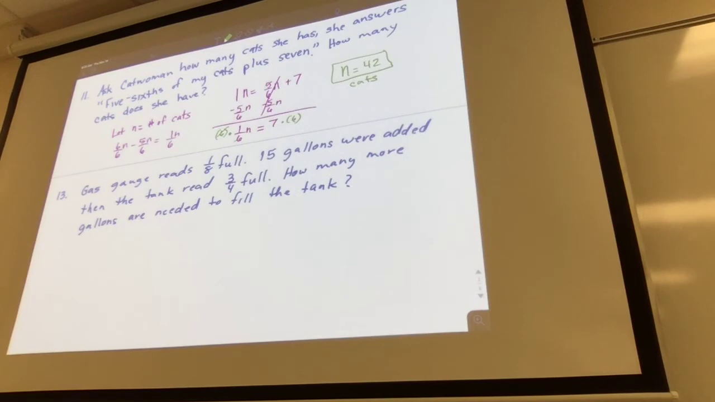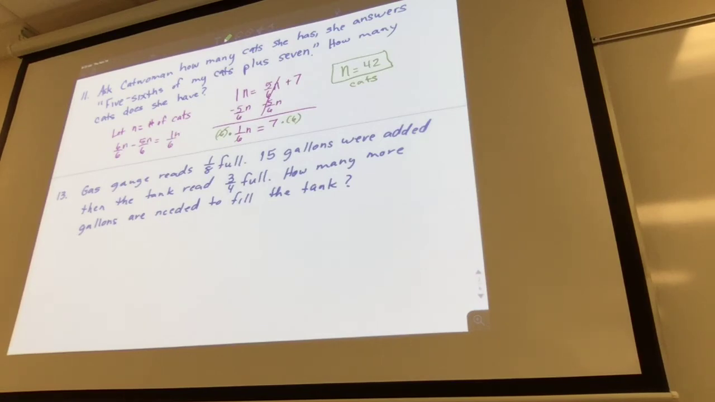Okay. All right. 13. A gas gauge reads 1/8 full. 15 gallons were added. Then the tank read 3/4 full. How many more gallons are needed to fill the entire tank up? Same thing as 11, and one of the things that makes it difficult for us is they'll throw fractions at us, so it's a little bit harder for us in our mind to visualize the fraction component of it, especially because they don't even give us fractions that have common denominators at first. So the comparison might be a little bit tough for us.